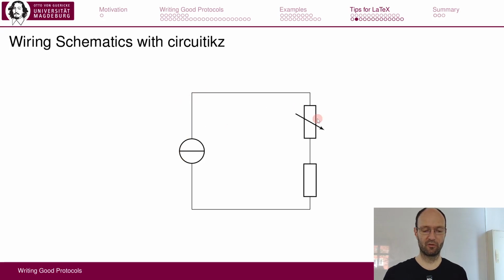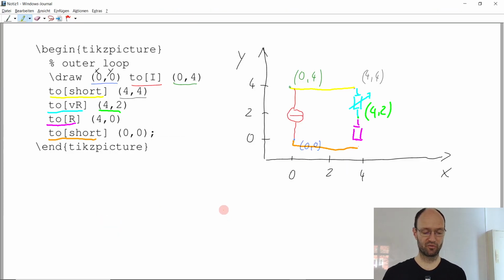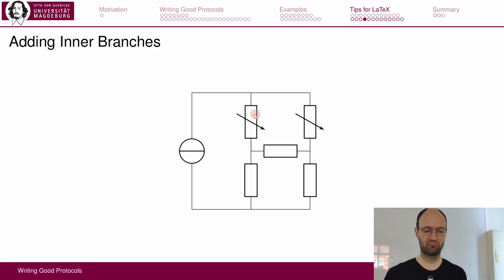The current source, the variable resistor, the resistor, and two short connections in between. So then we can add the inner branches in the circuit, have another variable resistor, have another resistor, and another resistor, let's say horizontal. So this would be vertical elements. Oops. So we would get another variable resistor, and this is the horizontal resistor. Okay, does not look too bad.